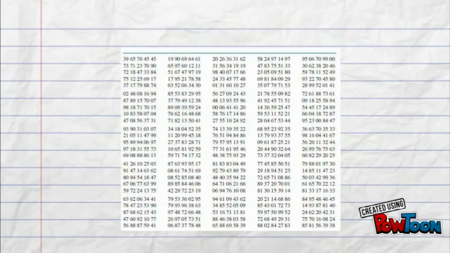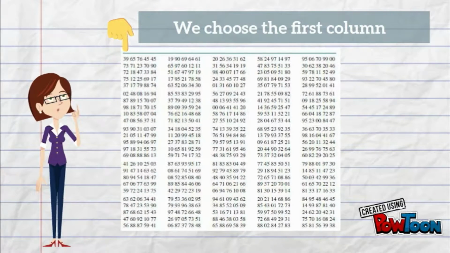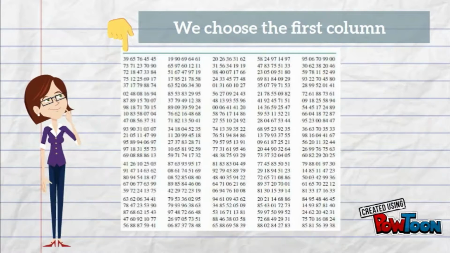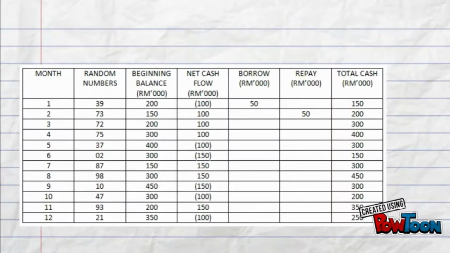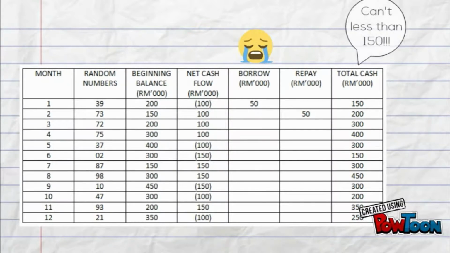This is the random number table. We can choose which column or row that we want. So for this question, we choose the first column. This is the cash flow for the company. Take the random number for 12 months. We have a beginning balance of 200 ringgit for the first month. The net cash flow is based on our random number. We need to borrow money if our total cash is less than 150 ringgit.